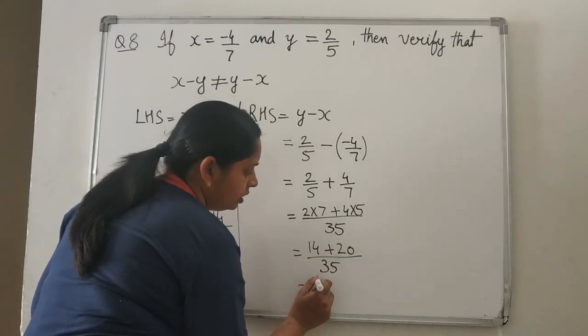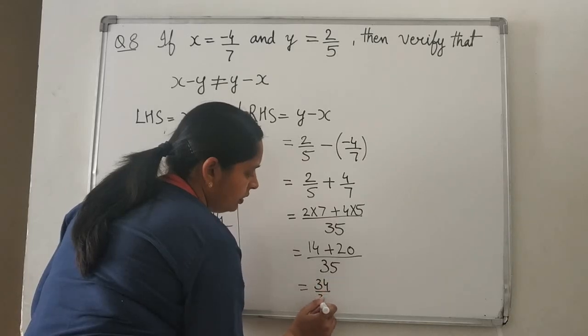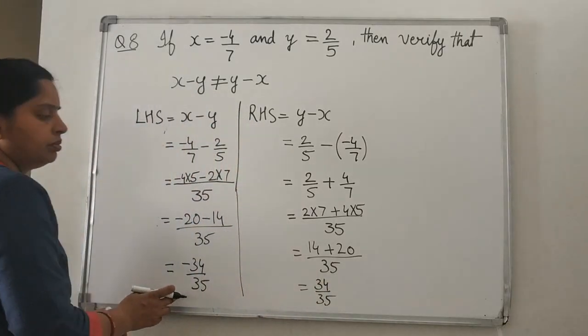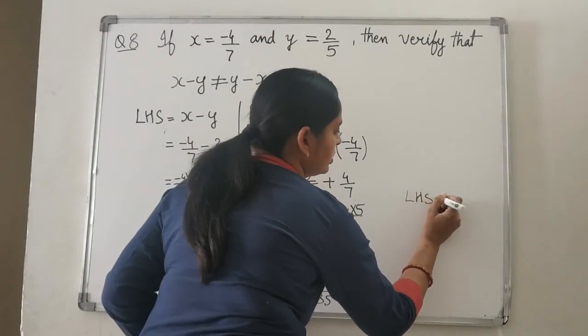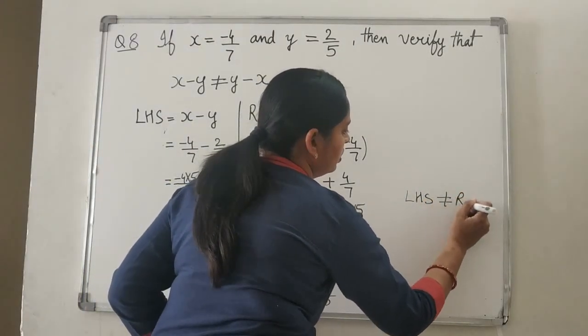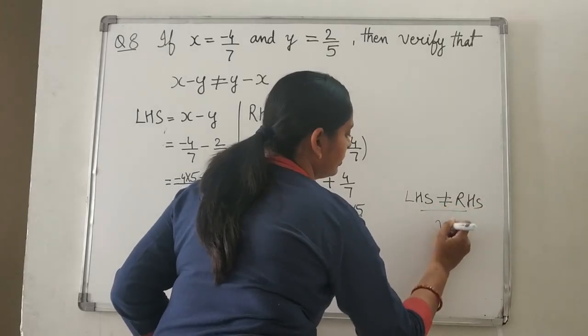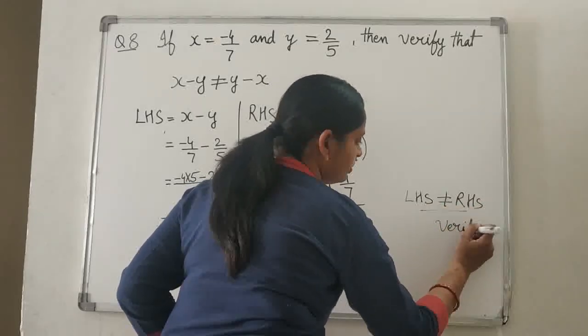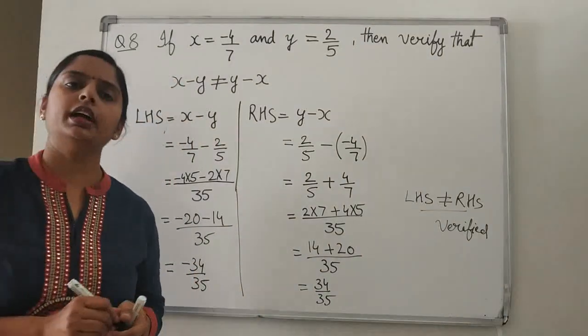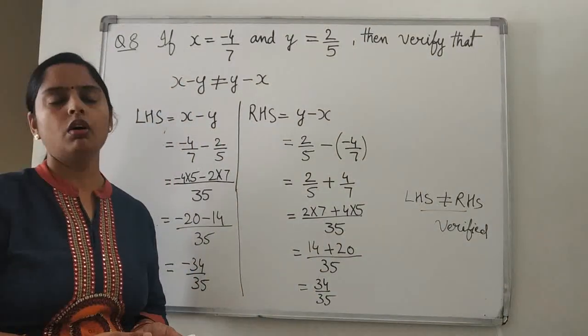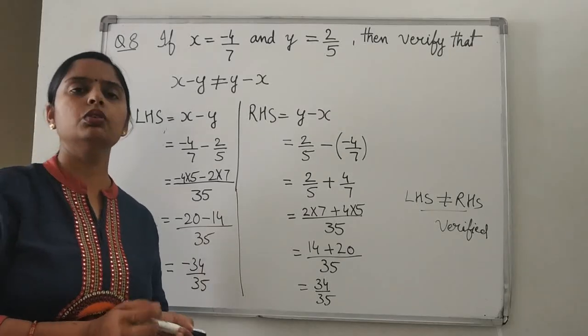So here you got 34 upon 35 and here you got minus 34 upon 35. We got LHS is not equal to RHS, hence verified. This only we have to do for the verification. And that's it, we have done the revision for exercise first and second of your first chapter. So do practice it well.